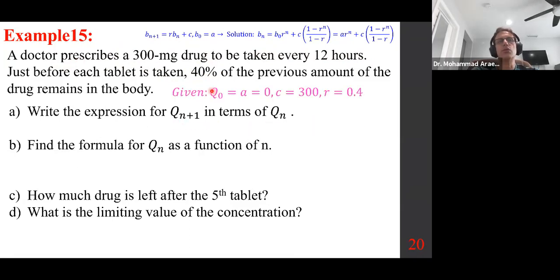The reason we are using Q: if you go back here, we used B and B sub 0, or A. In this case, part A shows us that they want us to use Q. Therefore, for the first portion, write the expression for Q sub n plus 1 in terms of Q sub n. They are asking for this. So I'm going to look at this formula and change the B to Q first and foremost. Now, look at the given. Replace anything you must. So replace the R with 0.4, or 40%, and the constant with 300.